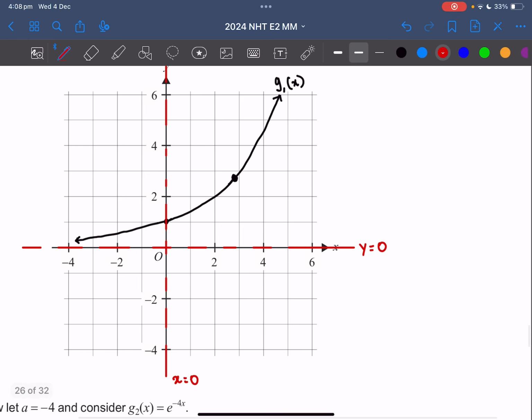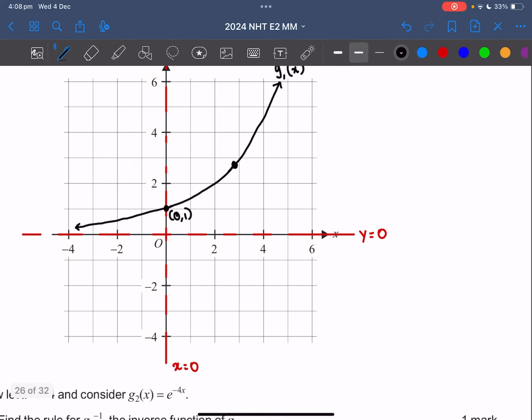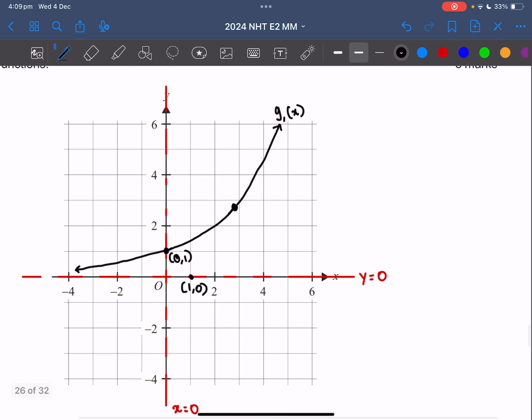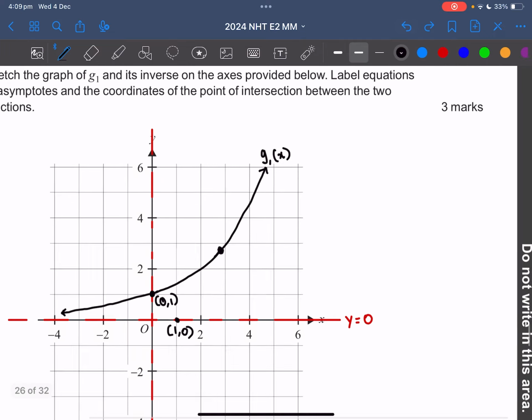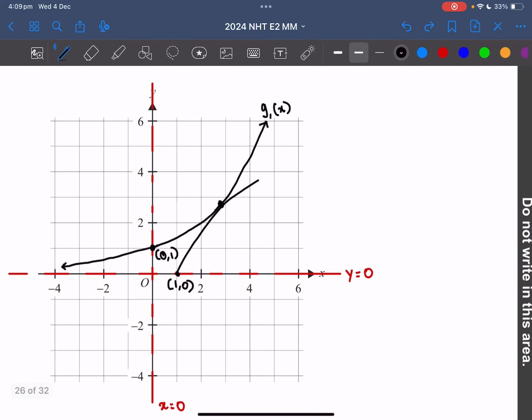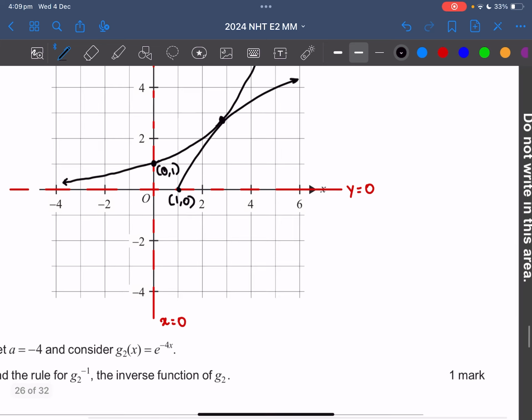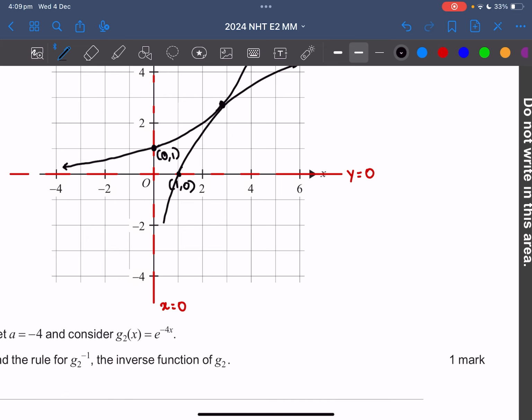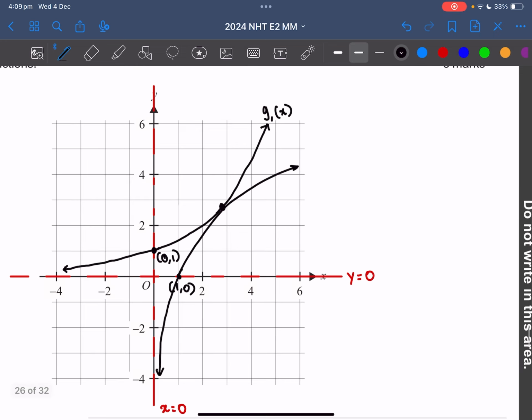Okay, I guess this would do, and we can label this as well. And then since the y-intercept of g1 of x is (0, 1), the x-intercept of g1 inverse would be (1, 0). So (1, 0). And now we have to simply match this, like that. And we do continue that down, like that. Okay, so that is our inverse.